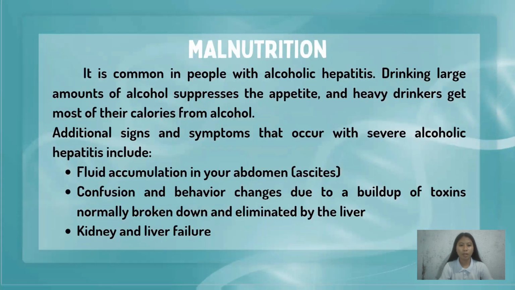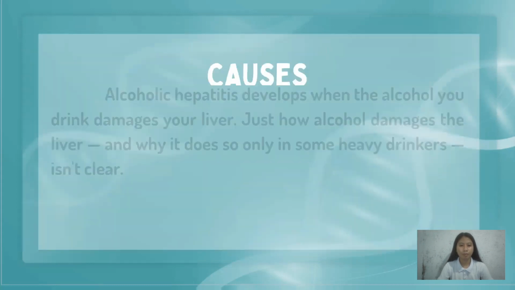Malnutrition is common in people with alcoholic hepatitis. Drinking large amounts of alcohol suppresses the appetite, and heavy drinkers get most of their calories from alcohol. Additional signs and symptoms that occur with severe alcoholic hepatitis include fluid accumulation in your abdomen, confusion and behavior changes due to buildup of toxins normally broken down and eliminated by the liver, kidney and liver failure.